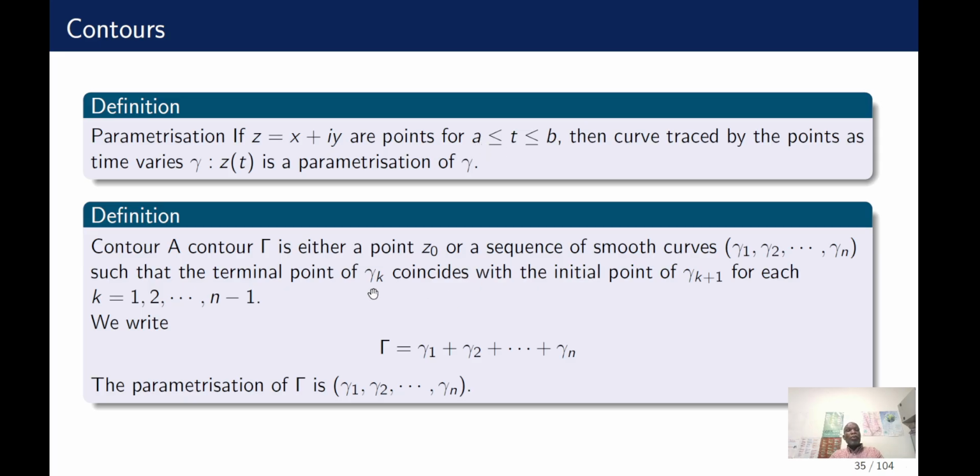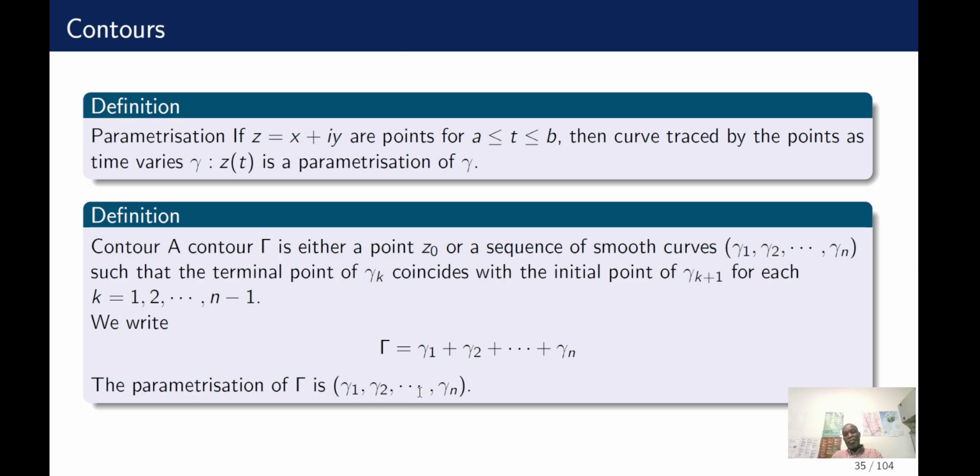A contour is either a single point, or a sequence of smooth curves joined together, where one terminal point becomes the initial point of the next, and so forth. In that case, you write your contour as gamma 1 plus gamma 2. A parameterization of the contour gives you all the points for each curve which makes part of that contour.